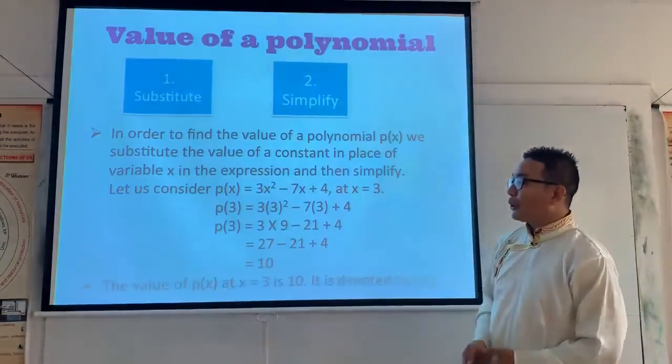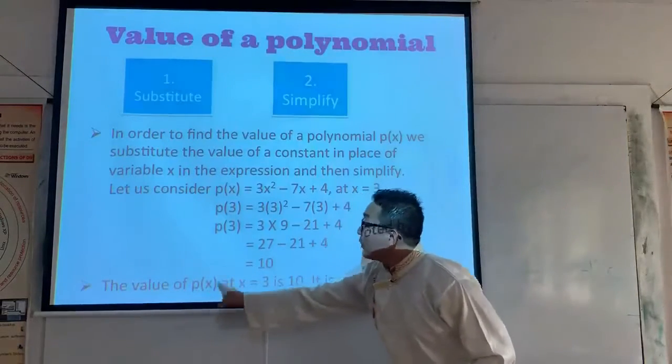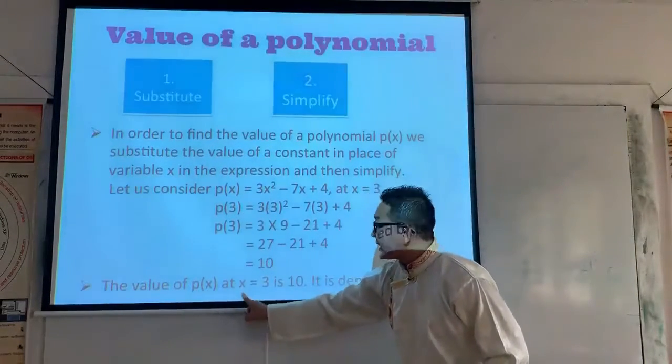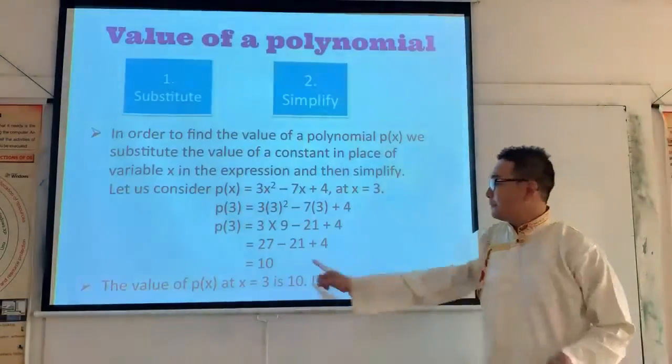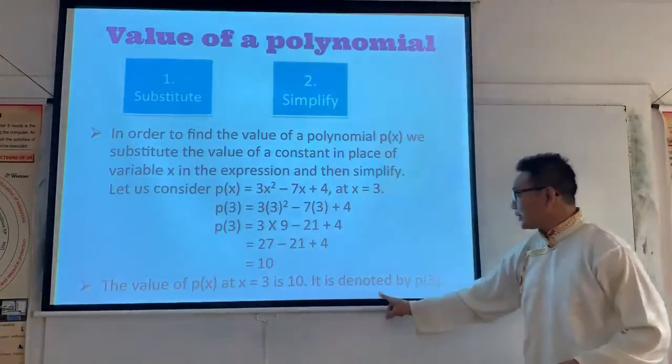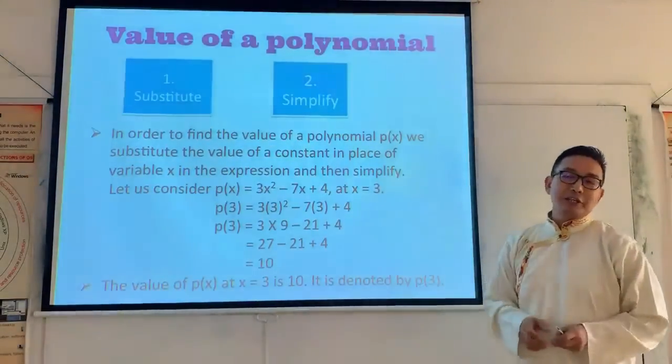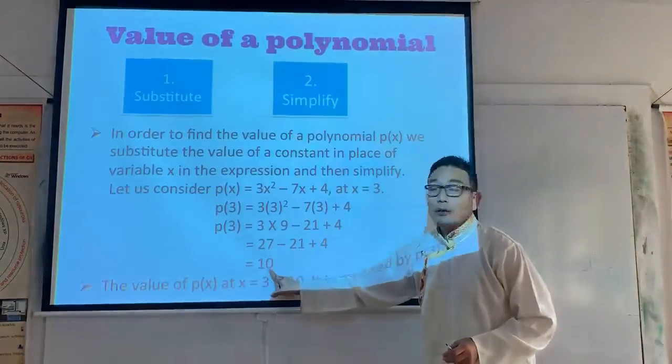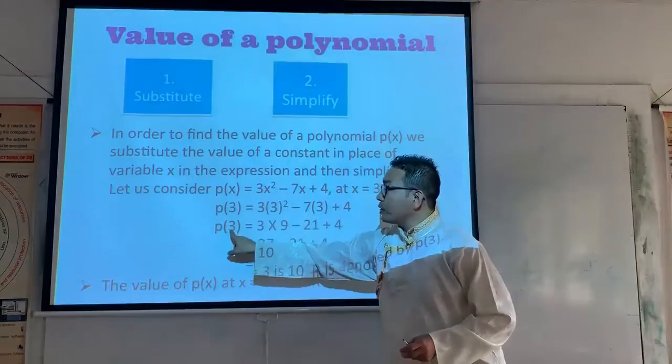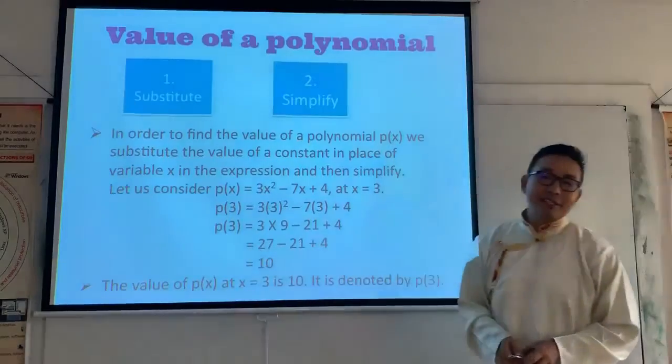So therefore, the value of polynomial p of x at x is equal to 3 is 10. And it is denoted by p of 3. The value of polynomial p of x at x equals 3, that is p of 3, is 10.